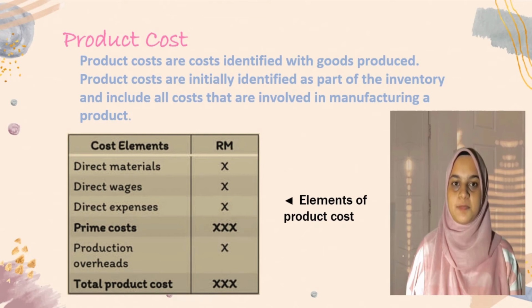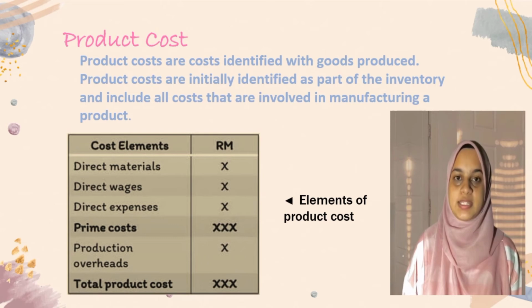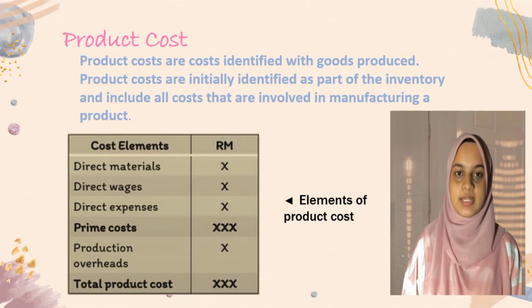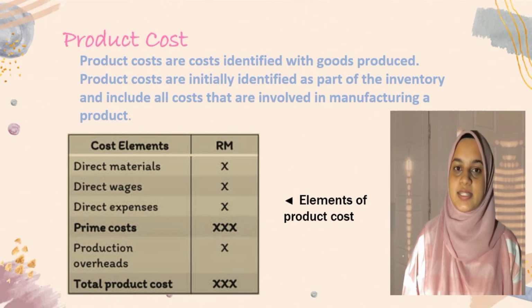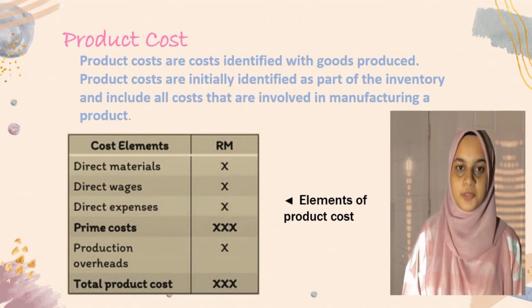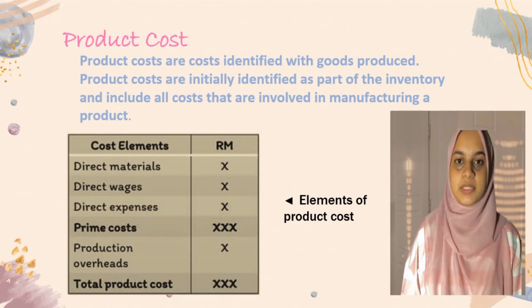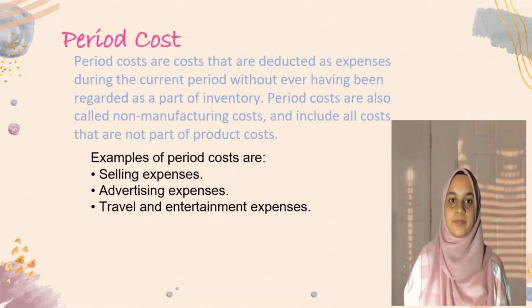Next, I will explain about product cost. Product costs are costs identified with goods produced. Product costs are initially identified as part of the inventory and include all costs that are involved in manufacturing a product. So, basically, product cost is a necessary and integral part of producing the finished product. The components of product cost consist of direct material, direct labor, and manufacturing overhead.